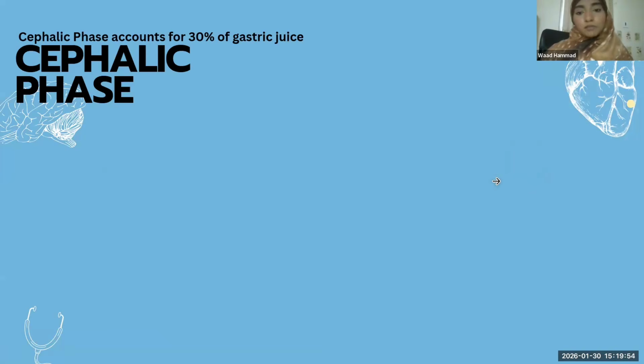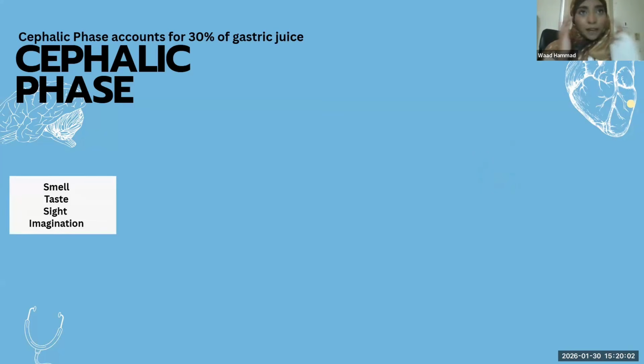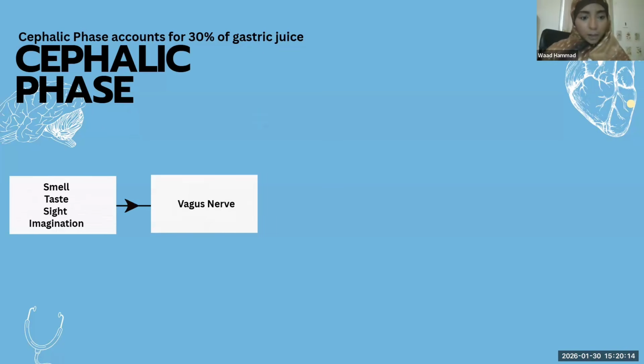And basically what it is, is that when you see food, or when you smell food, or even when you're tasting food or you're imagining it, your body starts preparing for that because it knows somehow, subhanAllah, that you're going to eat food in the near future. So it's starting to prepare for that. So our vagus nerve picks that up and it's like, okay, she's going to eat, we have to prepare the stomach.